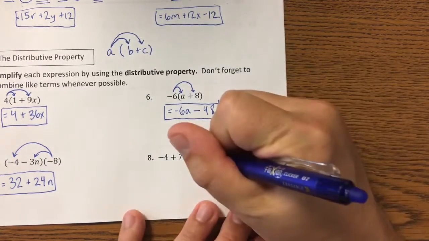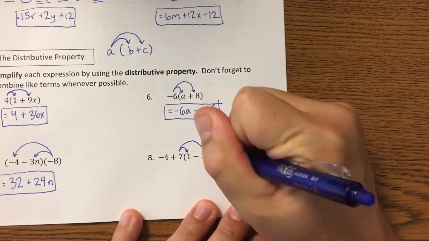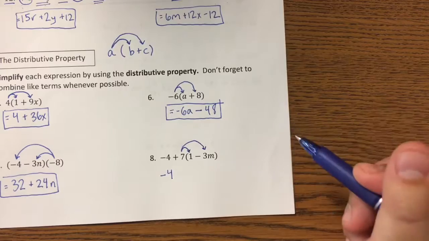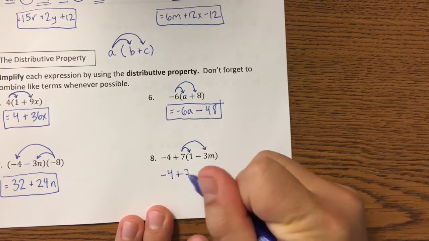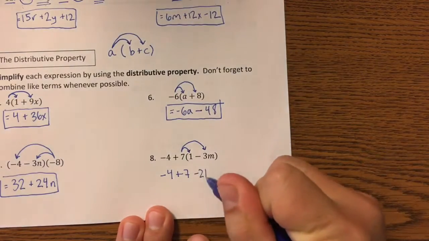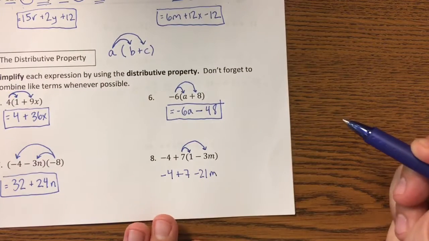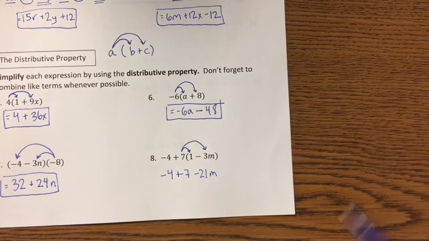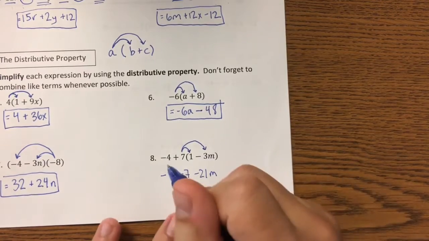So let's distribute the 7 first, and that would give me negative 4 plus 7 minus 21m. And which two terms of these can I combine now? Yeah. Negative 4 and 7.